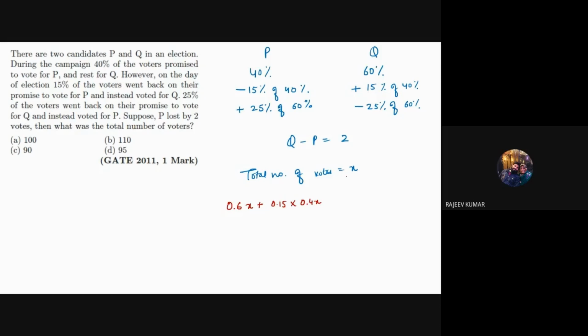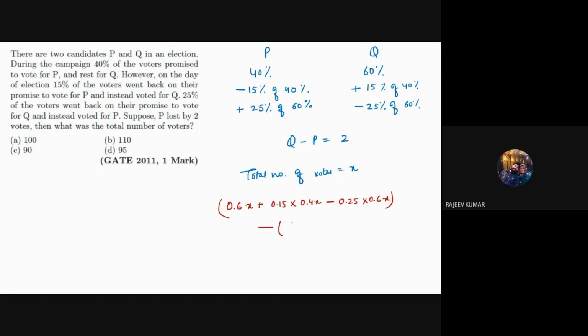And I'm keeping everything in decimal so that it becomes easier for me. Minus. Now 25% they went off. So 25%, 0.25 of 60%, 0.6x. This is for Q. Minus, let's go for P.